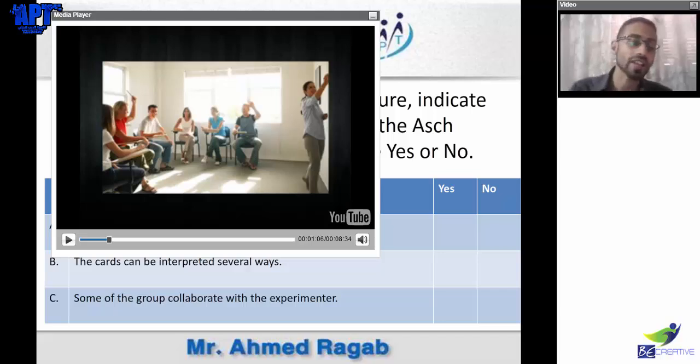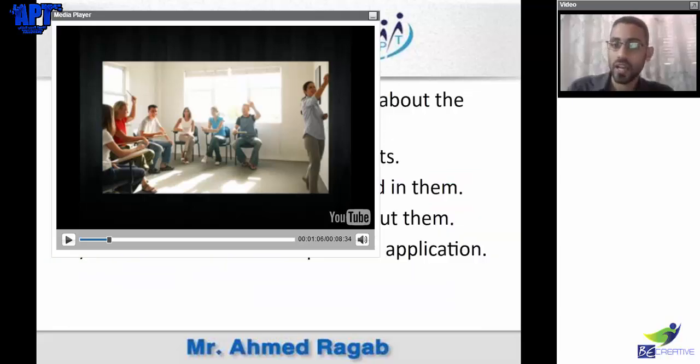Now, the cards can be interpreted several ways. No, it's actually just one way. You choose which line is equal to that line. That's all, so that's a no. Now number C, some of the group collaborated with the experimenter. That means they actually worked with him. Yes, that's true. Then dining, let's move to the next one. I'm talking about dining out here.